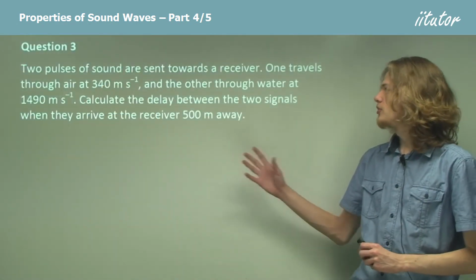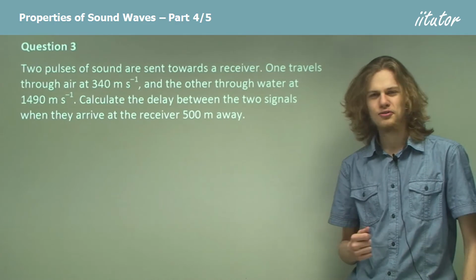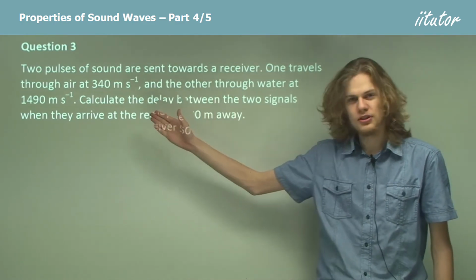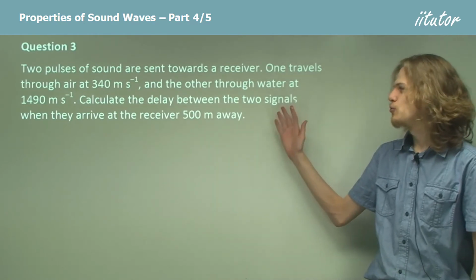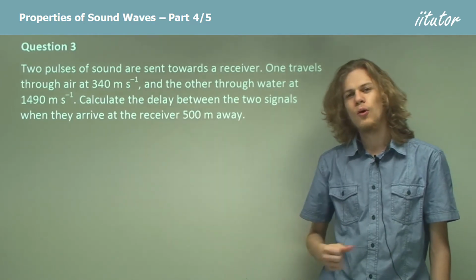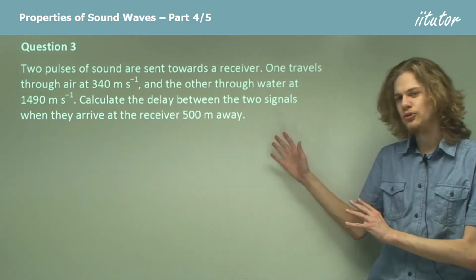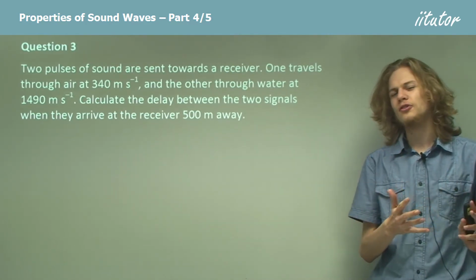Two pulses of sound are sent toward a receiver. Fairly straightforward, right? Now one travels through air at 340 meters per second, and the other travels through water at 1,490 meters per second. Calculate the delay between the two signals if the receiver is 500 meters away.